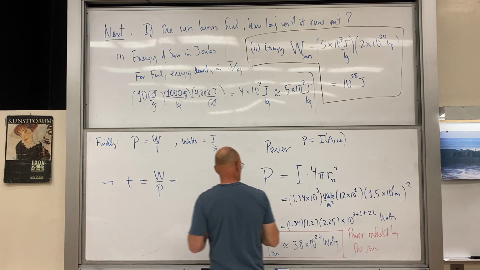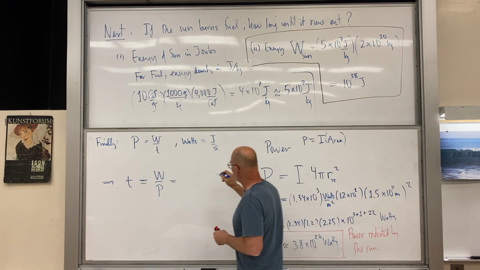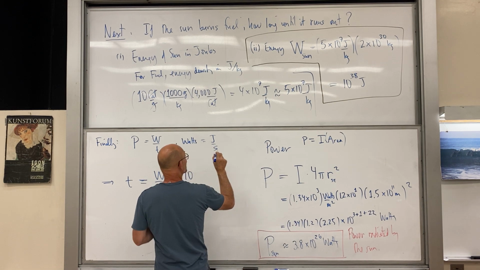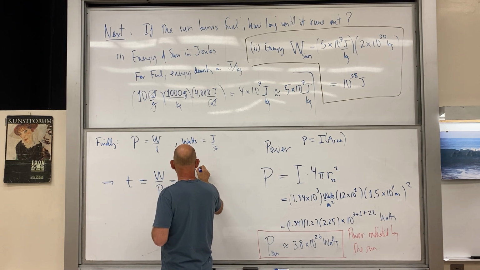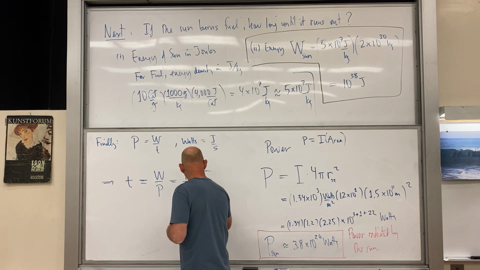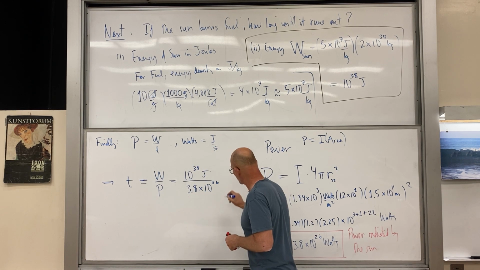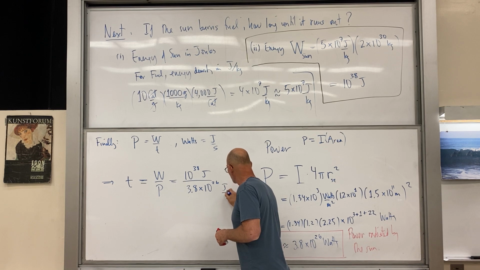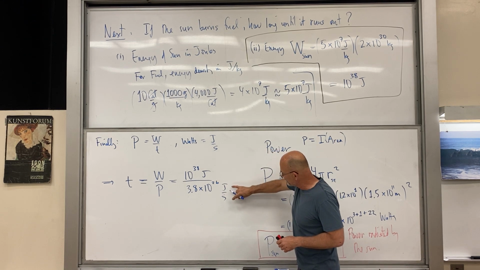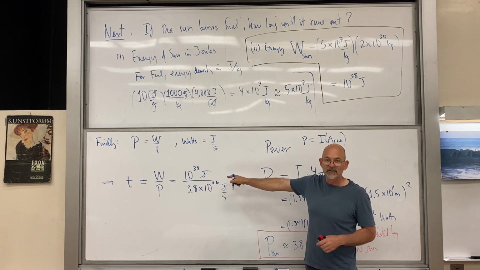So let's see what we get here. We have the energy as 10 to the 38 joules divided by 3.8 times 10 to the 26 watts. And remember, the watts are joules per second. That's why, in the answer, you're going to flip that there. The joules are going to cancel, and seconds are going to appear in the numerator.